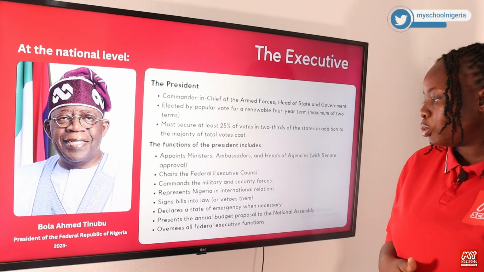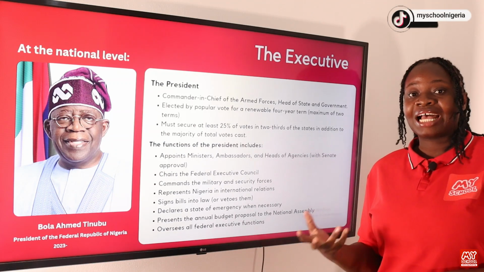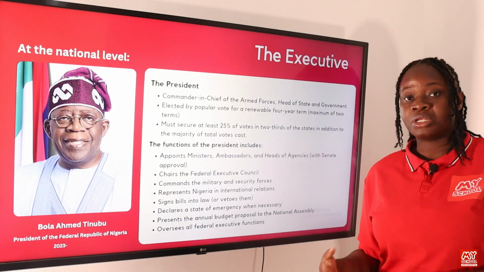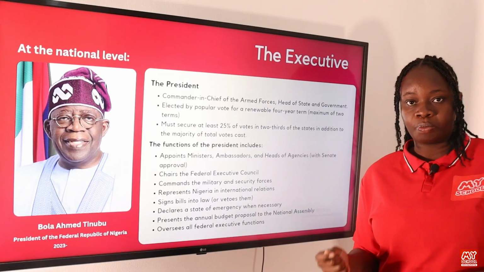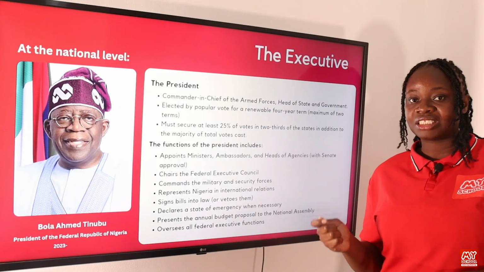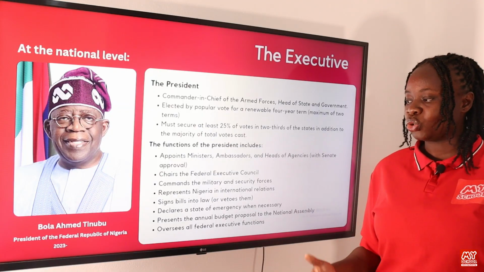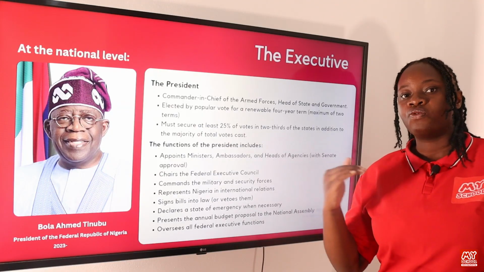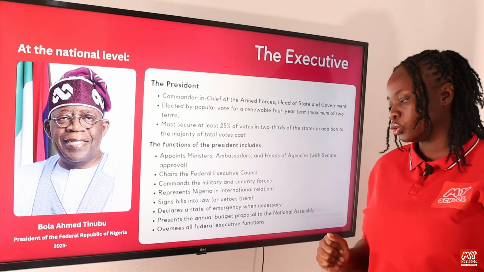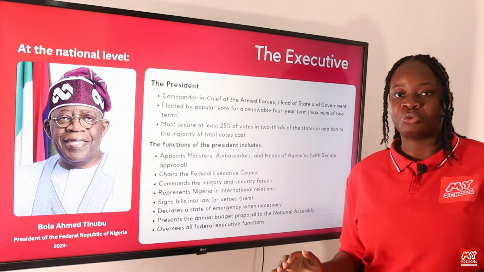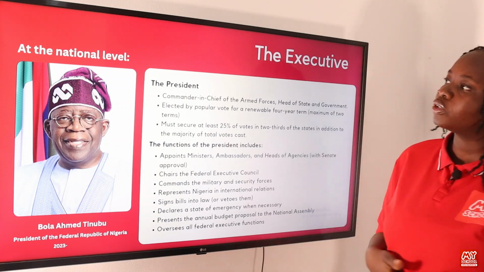He also presents the annual budget proposal to the National Assembly. In order to implement policies, he has to have enough revenue, enough resources, and he doesn't have the power of the purse. It is the legislature that has the power of the purse, and without their approval, he cannot implement those policies. So he has to present an annual budget for the legislature to review. He also oversees all federal executive functions. Anything that has to do with the day-to-day operations of government is under the purview of the president. Now let's move on to the next slide.